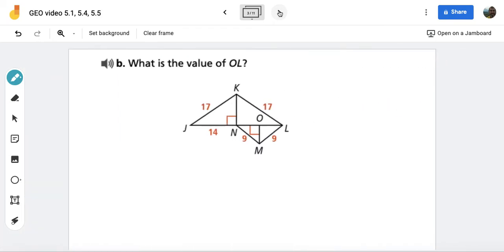Let's see what the next one was. Click pause, give this a shot, and then come on back. What's the value of OL? OL is this one. I'm going to highlight it for us.